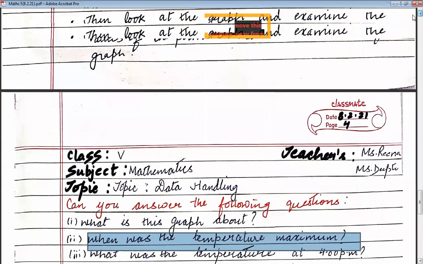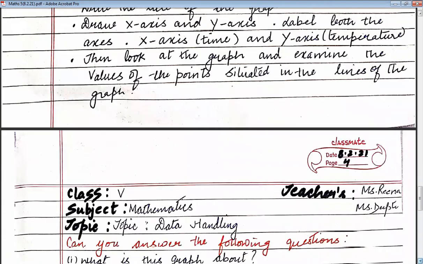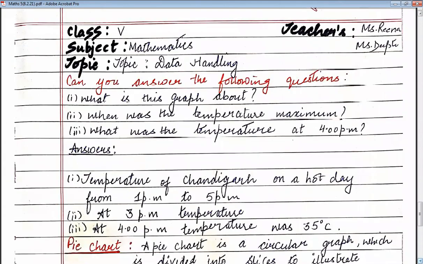Now, children, let's move to our line graph one more time. Can you see what the time is when the temperature is maximum? You can see that it is somewhere here. That is 45 degrees Celsius. And what is the time? You can see on your horizontal axis, 3 p.m. So what is the temperature at 3 p.m.? That is 45 degrees Celsius, and it is 3 p.m. Your answer is 3 p.m.